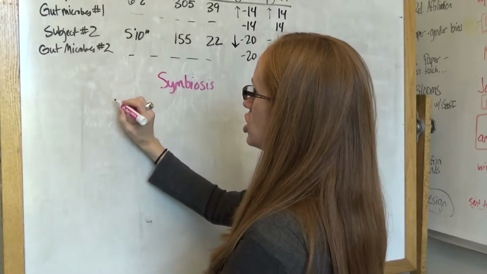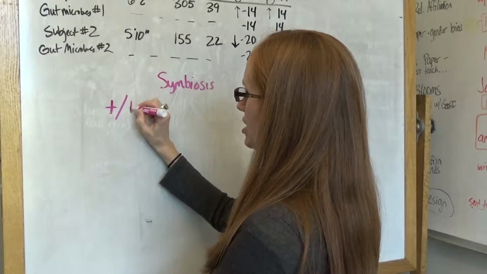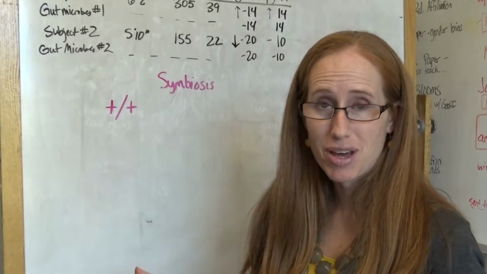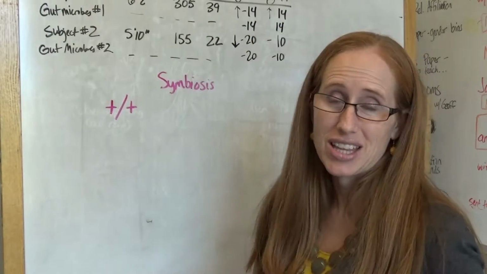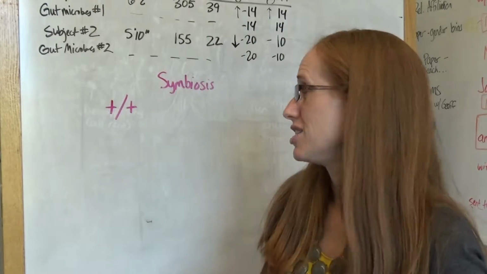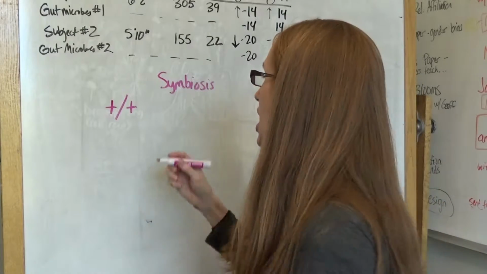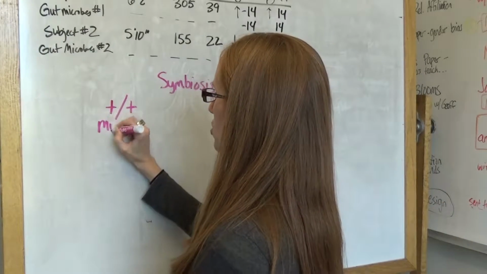So you can have a relationship where we benefit and the bacteria benefit. By the way, how do the bacteria benefit? Well, we're feeding them and giving them a little environment to live in. So we're giving them habitat and food. And so if both benefit, we call it mutualism.